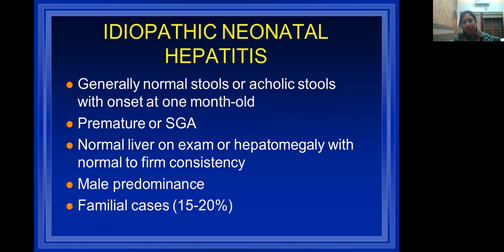Now coming to idiopathic neonatal hepatitis, which is the second most important cause of neonatal cholestasis. So here, generally normal stools or acholic stools with onset at 1 month old. Idiopathic neonatal hepatitis is moreover seen in case of prematurity or small for gestational age babies. Normal liver on exam or hepatomegaly with normal to firm consistency. This is more common in males as compared to EHBA, which is more common in females. And familial preponderance of 15 to 20% is noted in INH, which is not there in case of EHBA.